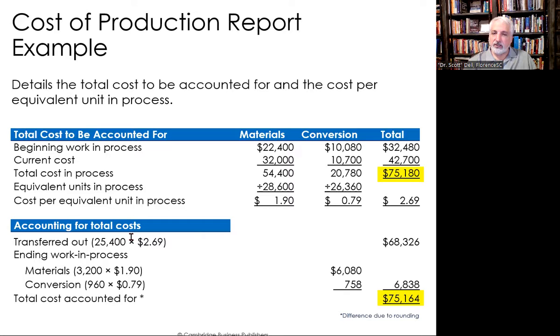So we transferred out 25.4 units, and we have an equivalent unit of 269. So there's a dollar amount. Ending work in process, we have the materials and the conversion, how many equivalent units there are, and here's the total cost that we need to account for.